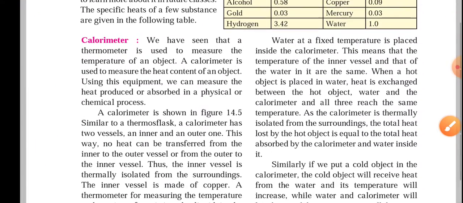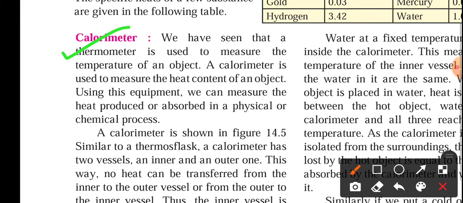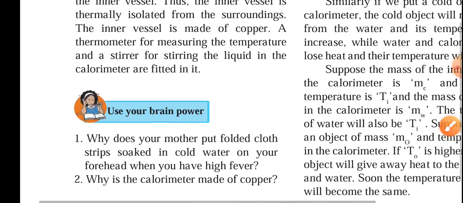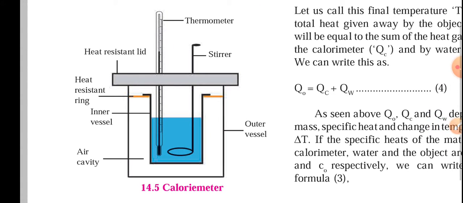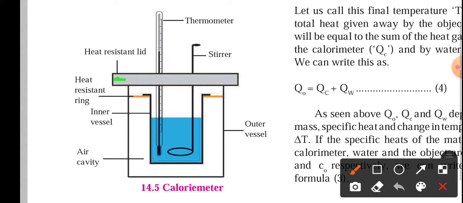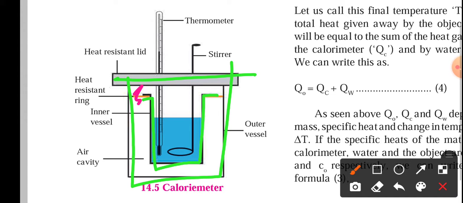Now to measure this specific heat, we use a device called the calorimeter. First we will talk about what exactly a calorimeter is and how it looks. This is the diagram of the calorimeter. We have a wooden box. Inside that we have a copper vessel, the inner vessel, and we have insulating material over here.